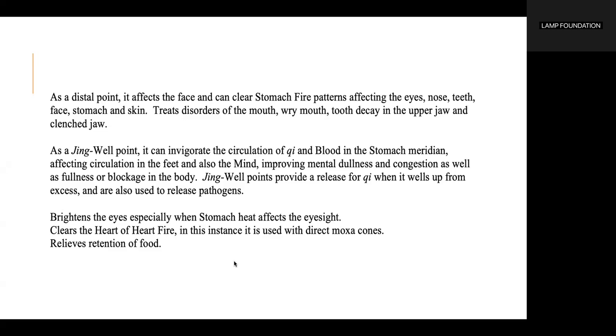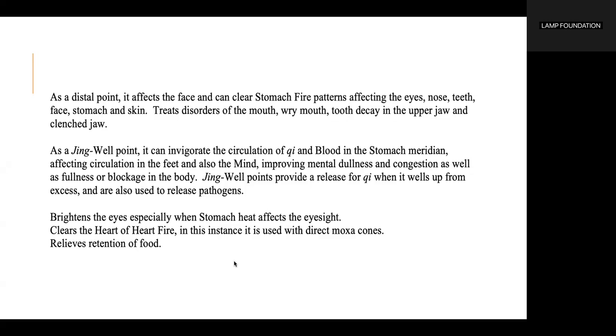As a Jingwell point, it can invigorate the circulation of qi and blood in the stomach meridian, affecting circulation in the feet and also the mind, improving mental dullness and congestion, as well as fullness or blockage in the body. Jingwell points provide a release for qi when it wells up from excess and are also used to release pathogens.